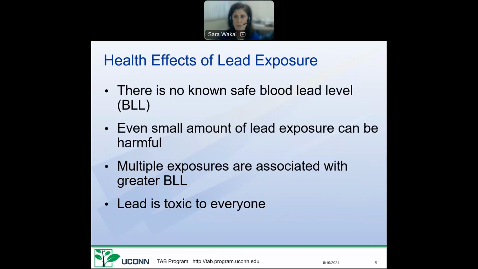There is no known safe BLL because even a small amount can be harmful. Lead is toxic to everyone, but unborn babies and children under 3 years old are especially susceptible because they absorb lead faster and react more strongly to its harmful effects. Pregnant people and individuals who work in certain industries or have certain hobbies may also have higher rates of exposure.